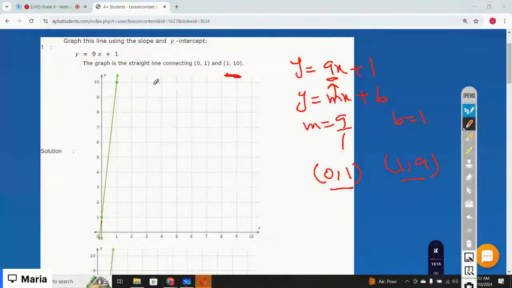Okay, so you can put x equals 1 in this equation, right? That would be 9 times 1 plus 1. So 9 times 1 is 9, plus 1 is 10. So when x is 1, y is 10. Use this point 1 and 10, right? So here you have 1 and here you have 10. So use these 2 points and make a line.